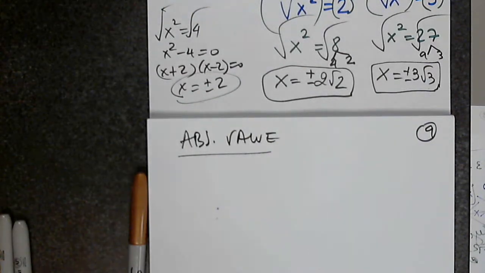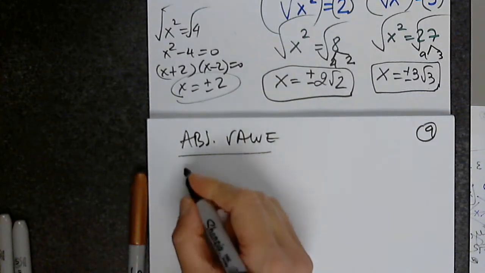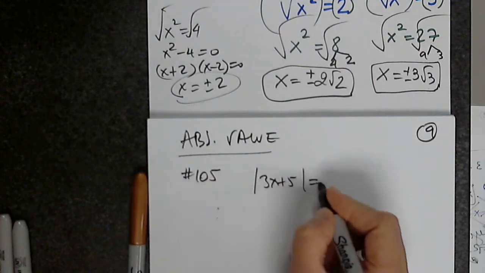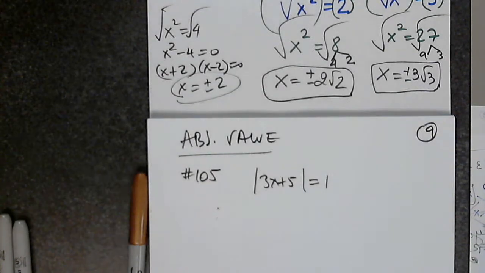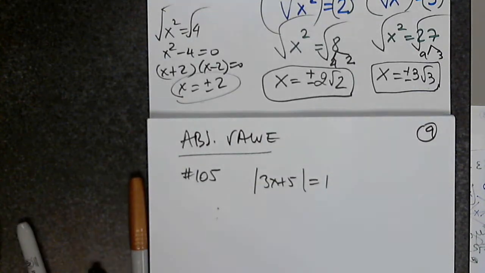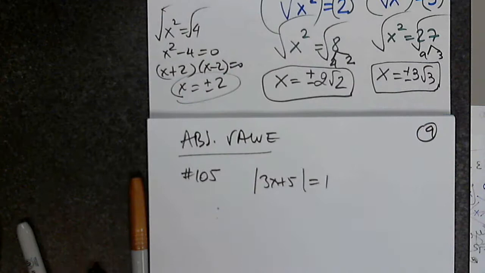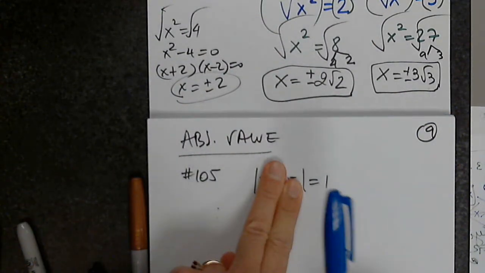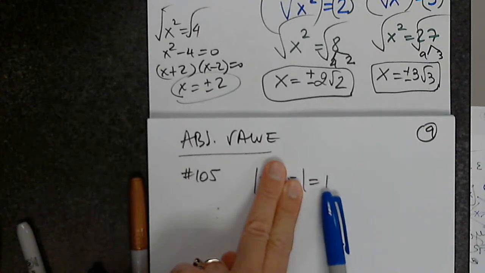Okay, here is 105. The absolute value of 3x plus 5 equals 1. This is not a linear equation. Do not treat it as a linear equation. It's an absolute value equation. So here's how you think about this. The absolute value of what number or numbers is 1?